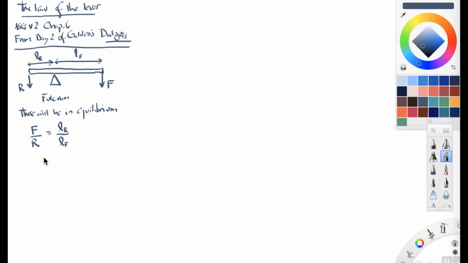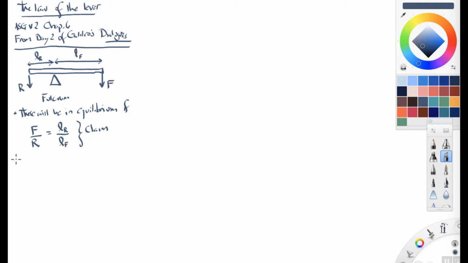Okay, so this is what he's claiming. So this is the claim of Galileo. This is his claim for them to be in equilibrium. Okay, so I've kind of translated his text language into a mathematical formula. So the force bears to the resistance in the inverse ratio of the lengths, as the lengths of the resistance and the force. Sometimes you'll see this written in a slightly different way.